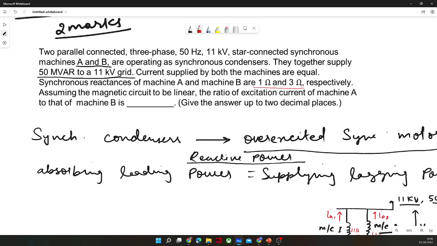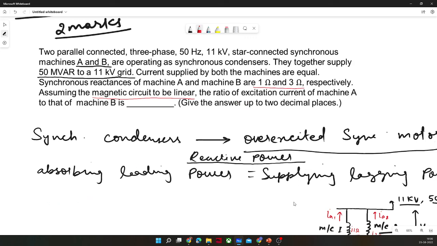Synchronous reactances are given here. Now we have to find, and one more important thing, we do not have to worry about any saturation since the magnetic circuit is linear. Now, the ratio of excitation current of machine A to machine B, that's what we had to calculate for 2 marks.